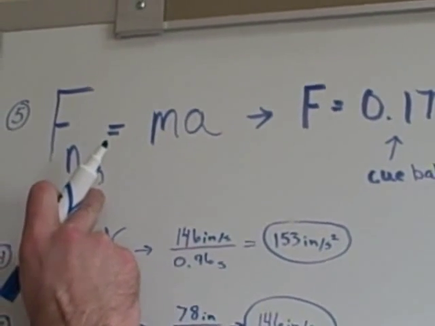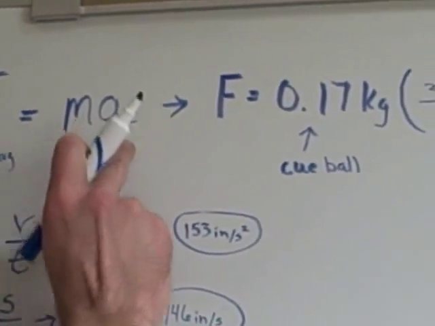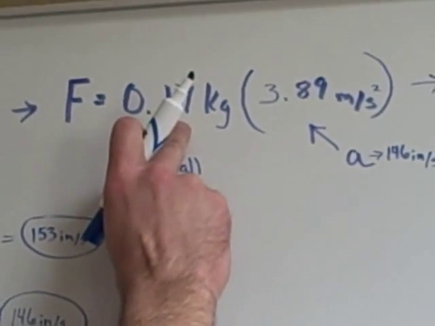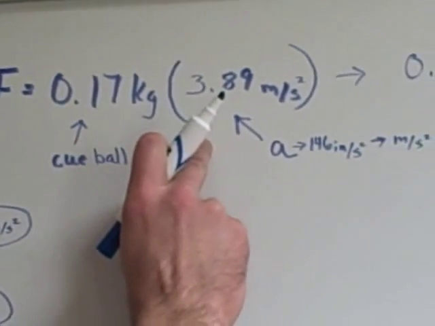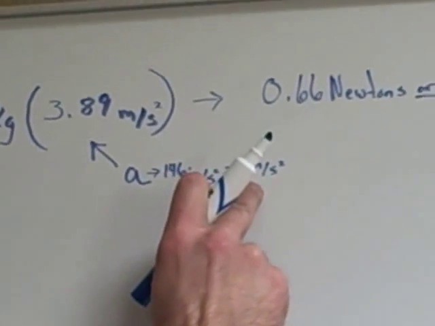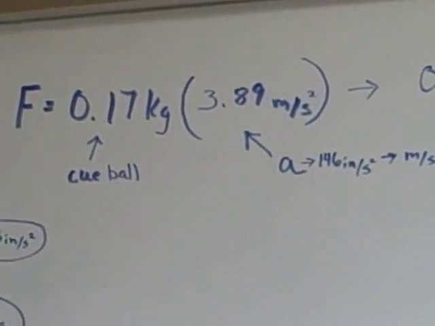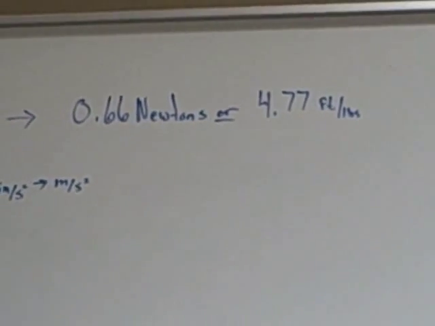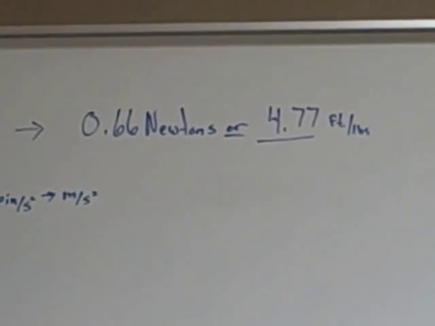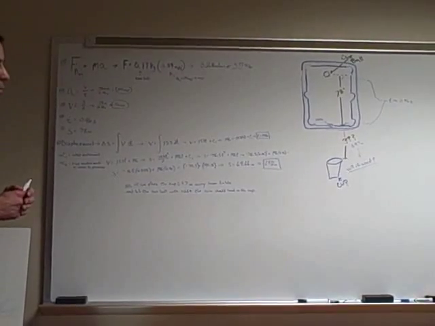Now with this, we can find a force, F average, to know how hard we're actually hitting the cue ball. F average equals mass times acceleration. Our cue ball is 0.17 kilograms times acceleration, which is 146 inches per second squared, converted into meters per second squared, equals 3.89 meters per second squared, which is equivalent to 0.66 newtons or 4.77 foot-pounds.